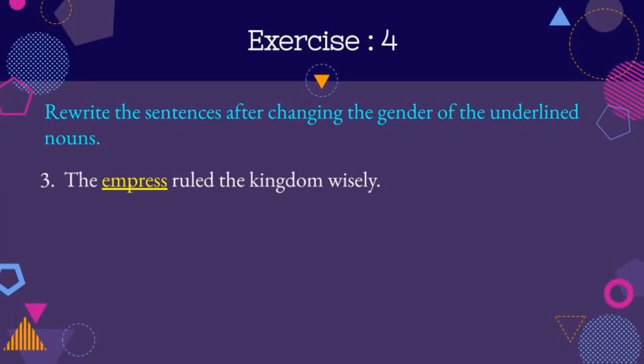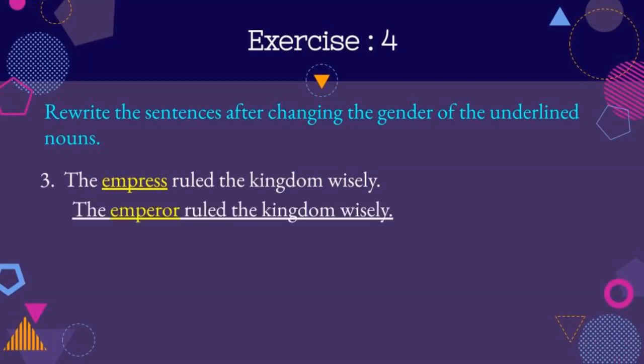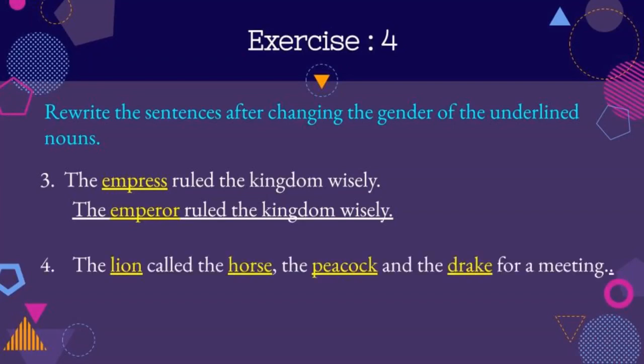Emperor. Okay. Actually, the given sentence is: The empress ruled the kingdom wisely. So, the answer for the third one is: The emperor ruled the kingdom wisely. Okay. And the fourth sentence is: The lion called the horse, the peacock, and the drake for a meeting. What is the fourth sentence? The lion called the horse, the peacock, and the drake for a meeting.